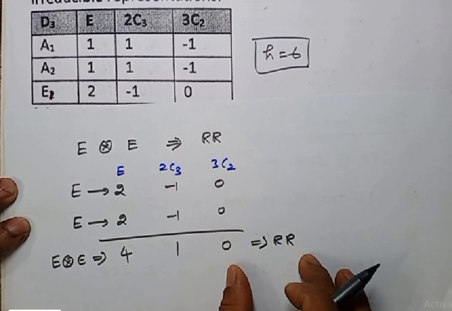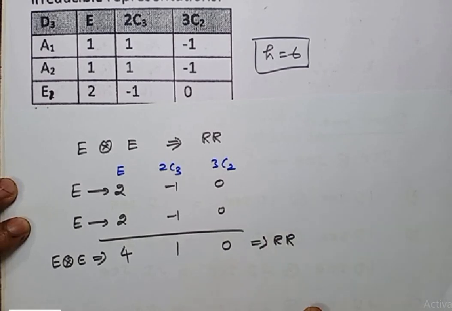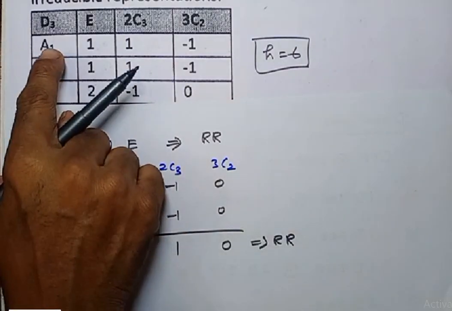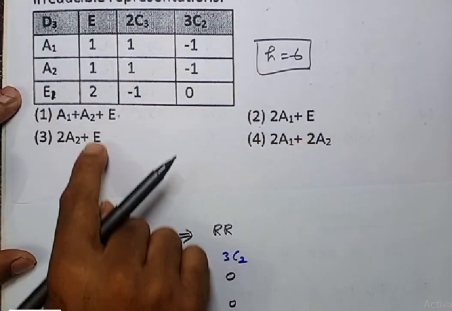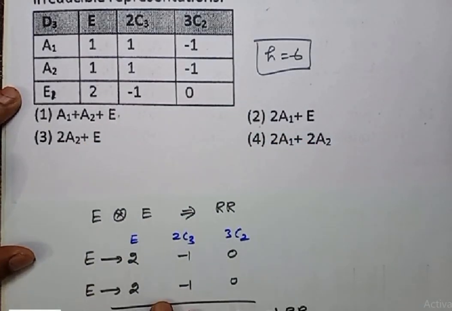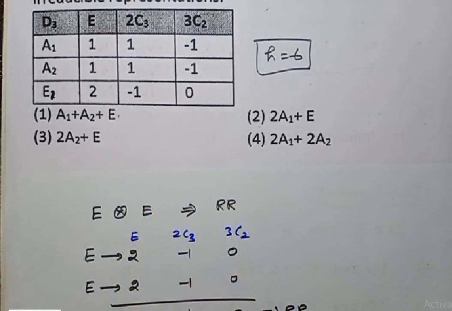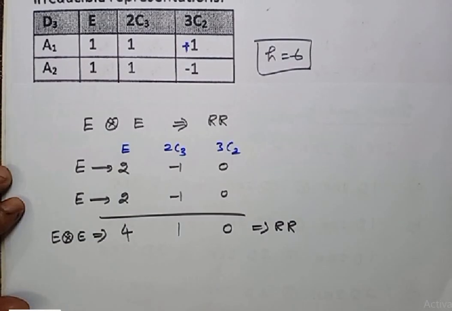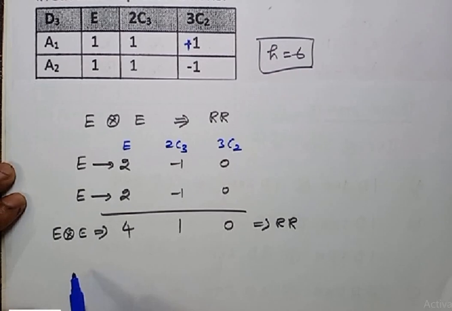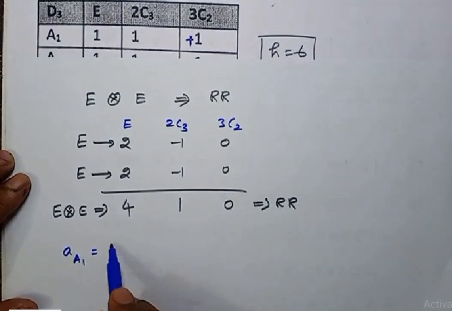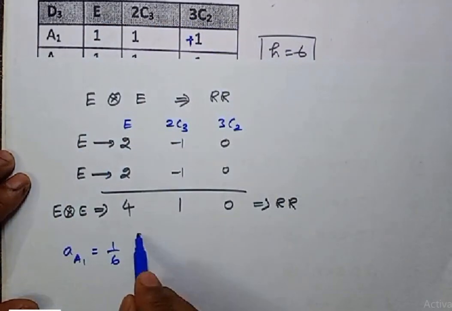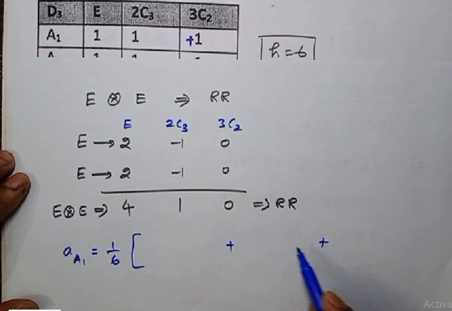Whenever we get a reducible representation, we have to reduce it, and we should find out how many A1, how many A2, how many E are there. Yes, they are asking for that information only. So first I'll find out A1. How many times is A1 present? The order of the group is 6, so 1 by 6. There are 3 classes, 1, 2, and 3. First I'll go to class 1.